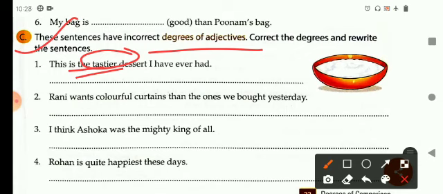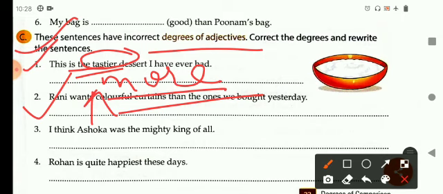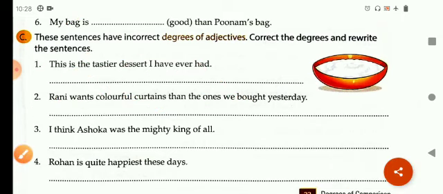Now second one, Rani wants colorful curtains than the ones we bought yesterday. So here Rani wants more colorful curtains. So here you will write the word more before colorful curtains. Then rewrite the sentence. And children, in the similar way you can complete your rest of the sentences.